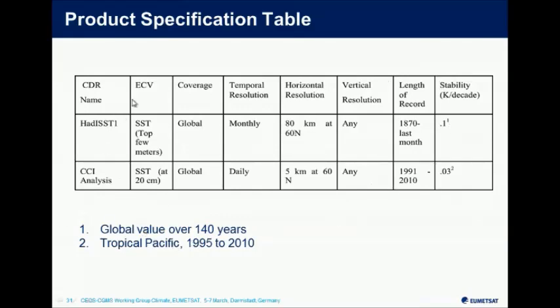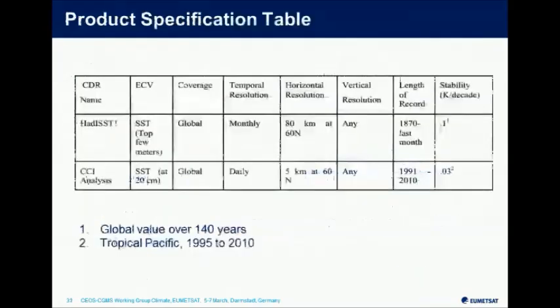For HadISSD, it's not a time readings. Accuracy is only one global value for the last 150 years. And also for the CCI analysis, they determined the uncertainty of stability based on the tropical Pacific, so we are not sure whether this is really representative for the North Sea region.